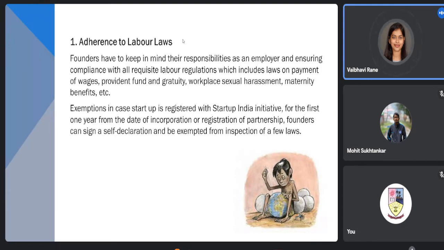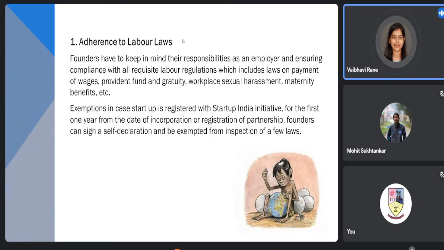All the founders have to keep in mind their responsibility as an employer, and they must comply with all the required labor law regulations. This is just like your license. When you're taking a license, it's a requirement, right? It is for the benefit of the society, finally. Similarly, labor laws are these kind of laws which are for the benefit of the society.